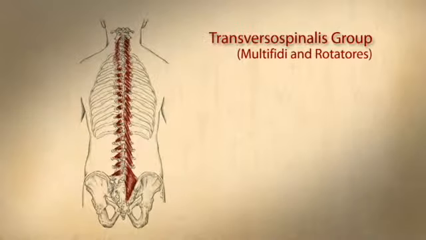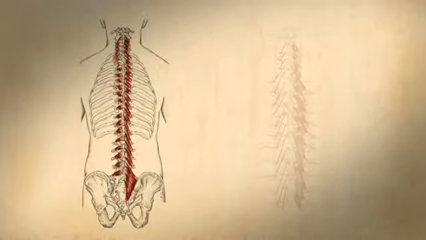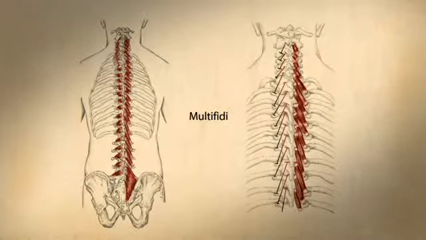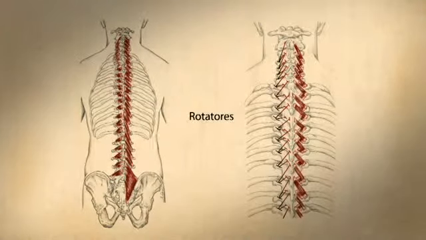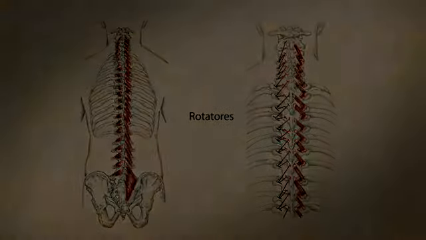The multifidi and rotatories are part of the transversospinalis muscle group. They are deep to the erector spinae muscle group and extend the length of the vertebral column. The surprisingly thick multifidi are directly accessible in the lumbar spine. They are the only muscles with fibers that lie across the posterior surface of the sacrum, and the shorter, smaller rotatories lie deep to the multifidi.